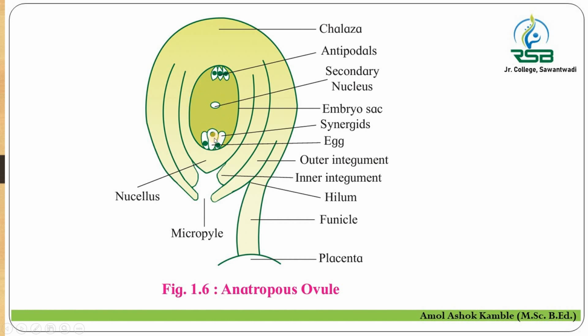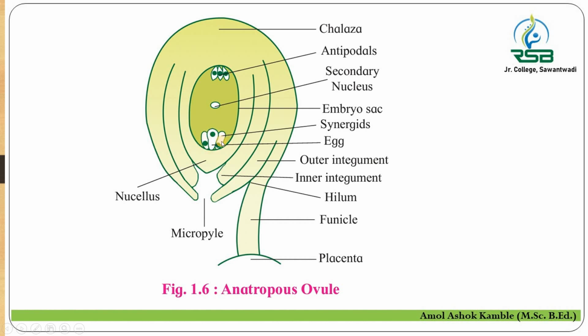Then come towards the functions of the egg apparatus. Here the egg apparatus is there. At the center there is the egg, and these are the two lateral synergids. What is the importance of the egg? The egg is haploid in nature. When one of the two male gametes fuses with this egg, that male gamete is haploid and the egg is also haploid, so it gives rise to the diploid zygote, which further leads to the development of the embryo.